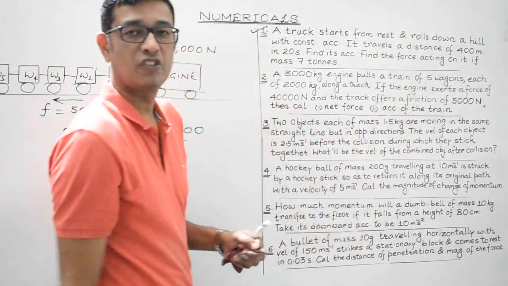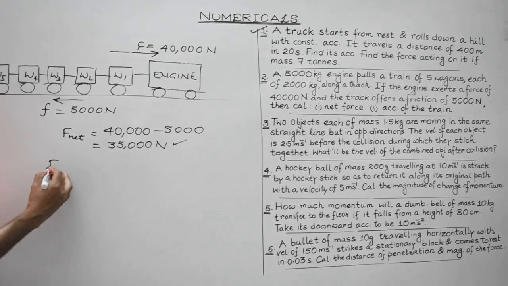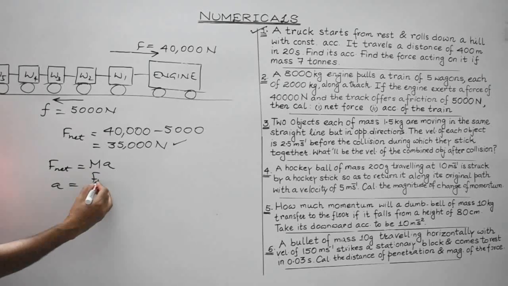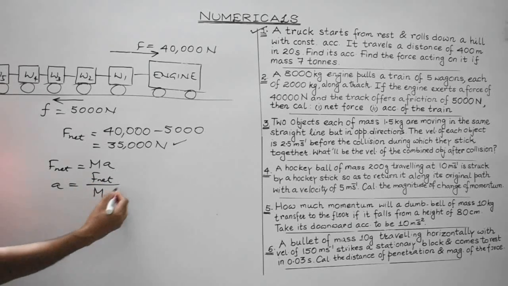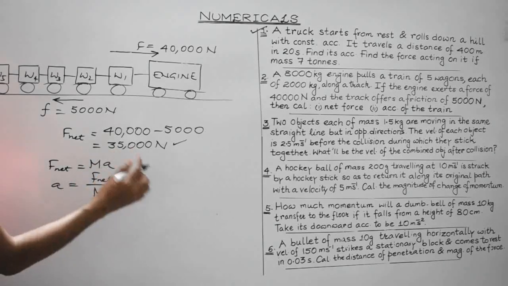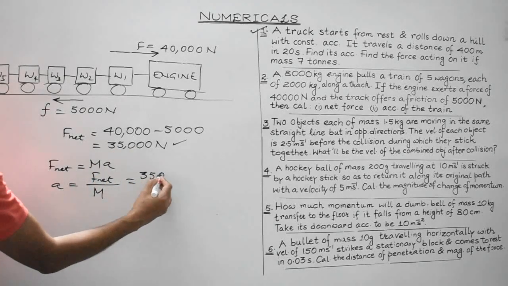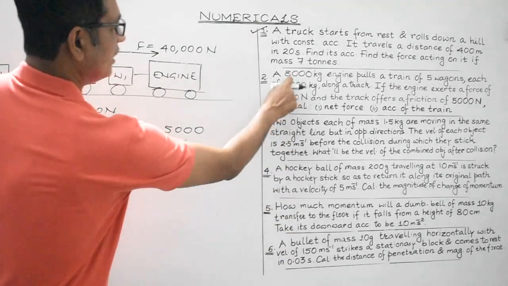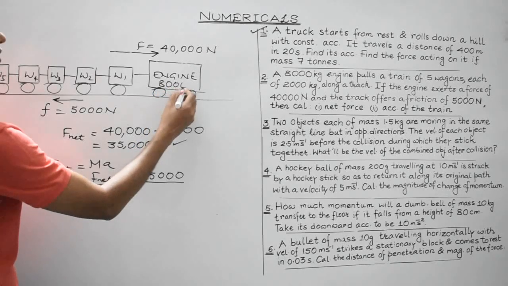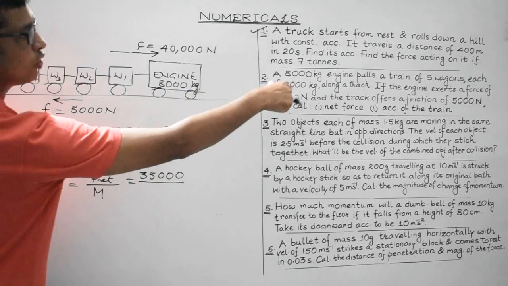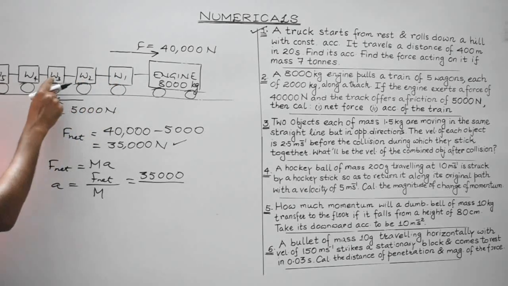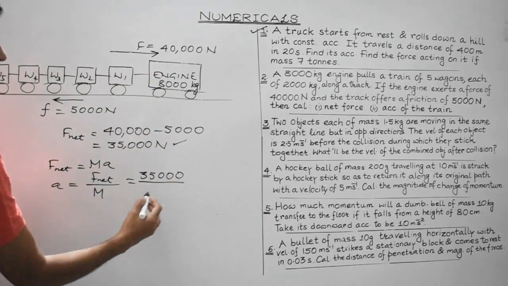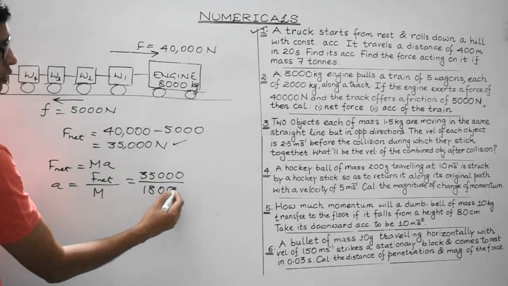What is the acceleration of the train? Now we are aware net force is equal to mass into acceleration. So acceleration would be net force acting on the train divided by mass of the train. What is the net force acting on the train? That is 35,000, right? What is the mass? Mass of the engine is 8,000 kg. And each of the wagons is 2,000 kg. So five wagons will become 10,000, isn't it? 10,000 plus 8,000, it will be 18,000.